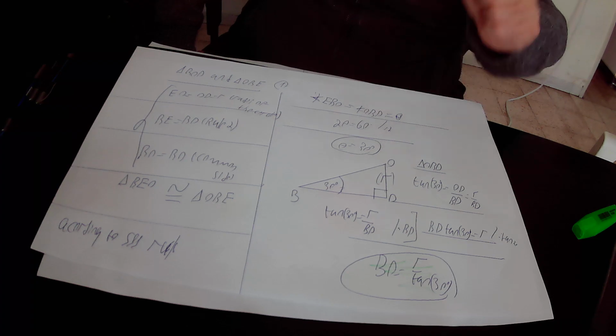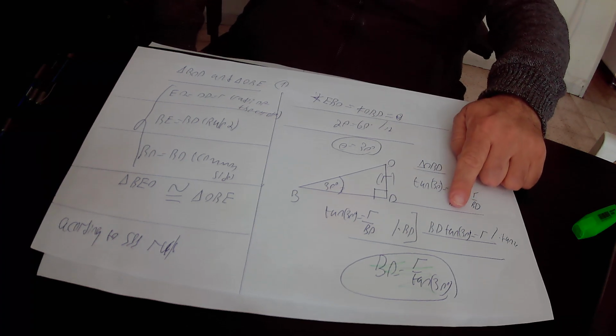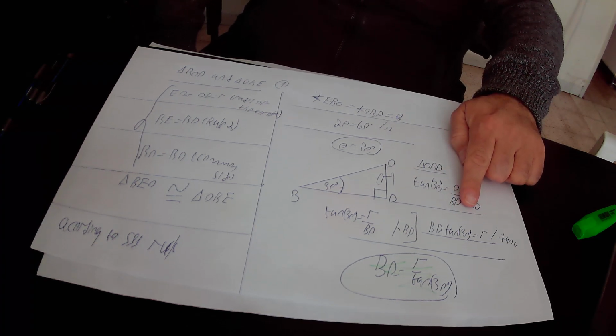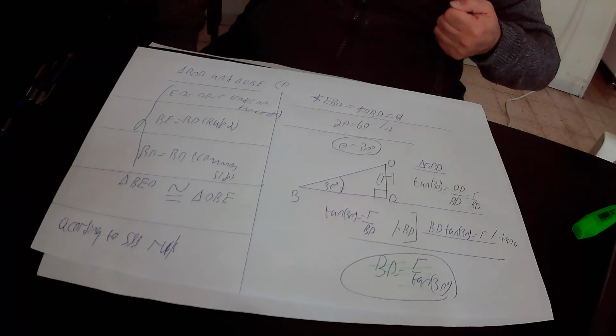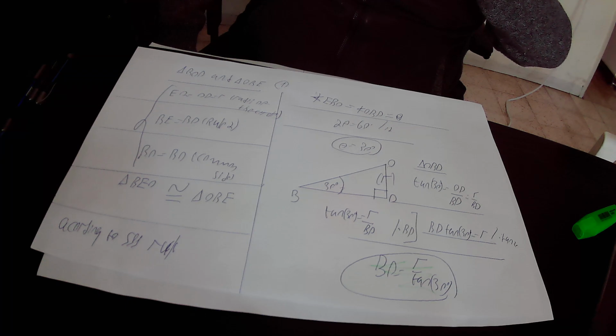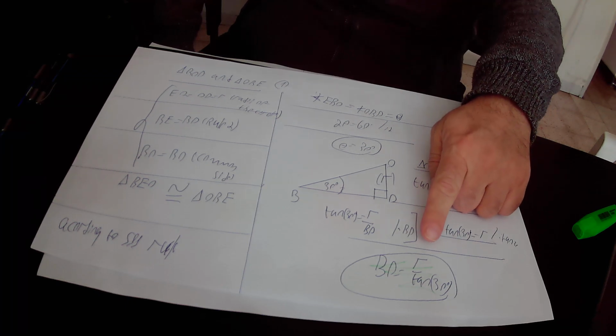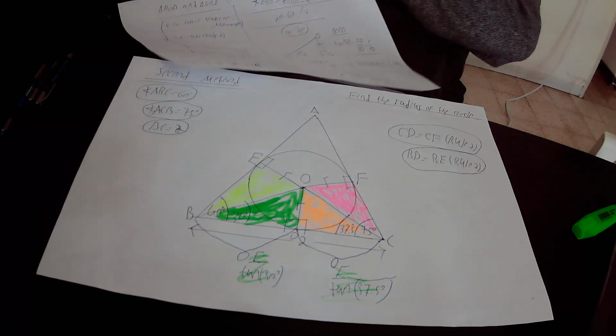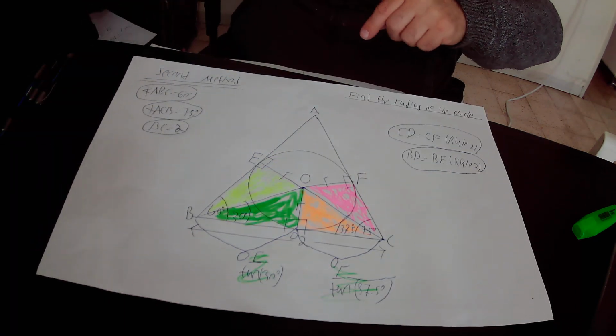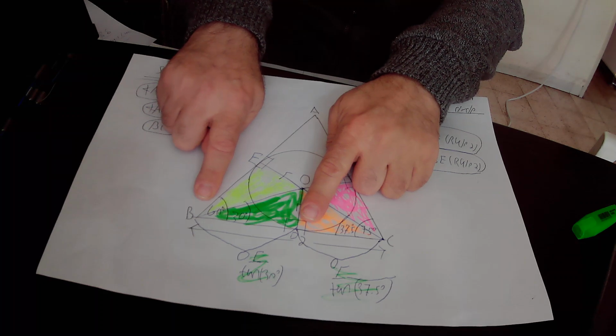Here we multiply this equation by BD, and we found out that R equals BD times tan 30 degrees. Here we divide this equation by tan 30 degrees, and finally found out that BD equals R over tan 30 degrees. Here, this BD equals R over tan 30 degrees.